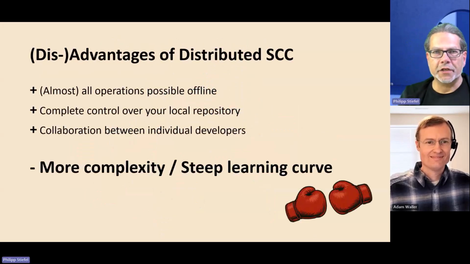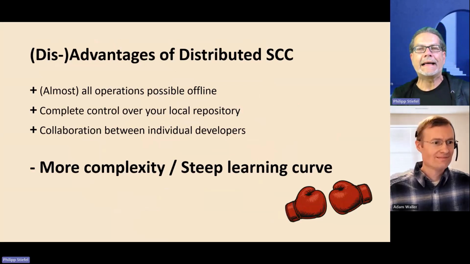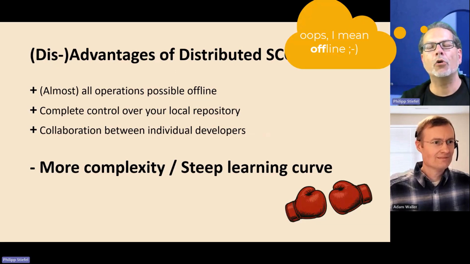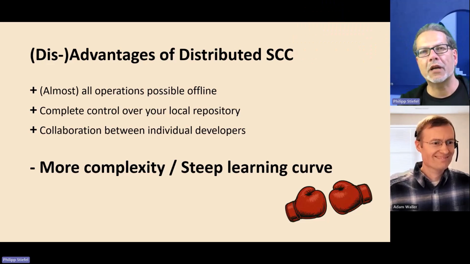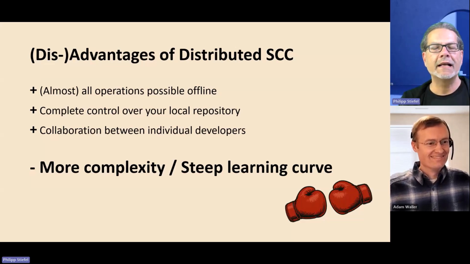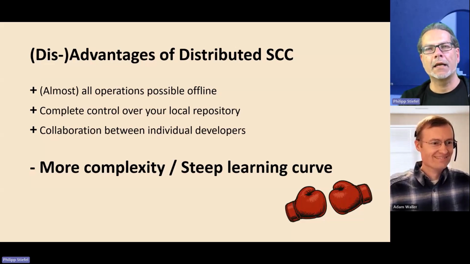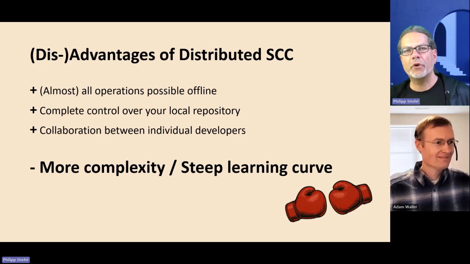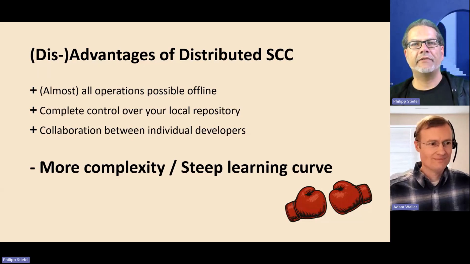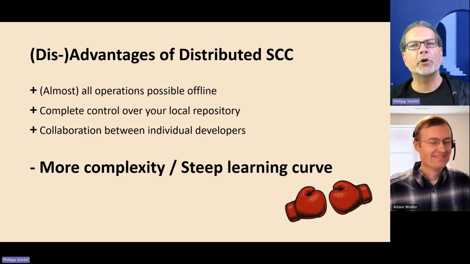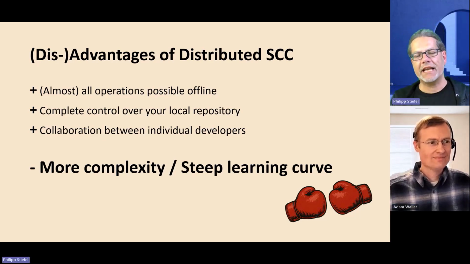So the advantages of distributed version control are that almost all operations are possible offline. On your local computer, you can perform almost all version control operations. You also got complete control over your repository and can do with your local one whatever you like, not necessarily with the remote central repository. And it allows for collaboration between individual developers without using the central server. You can collaborate with another developer without affecting everybody else.